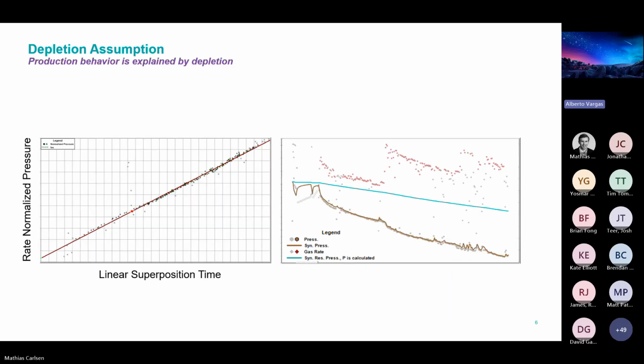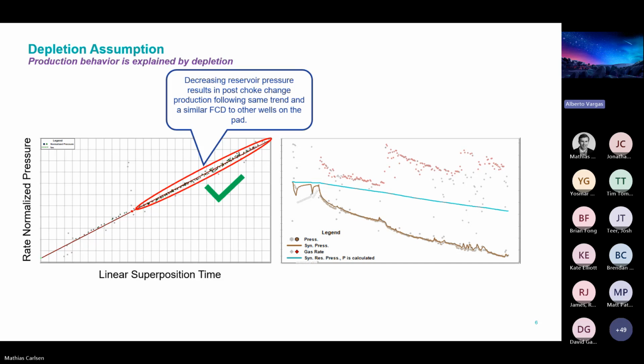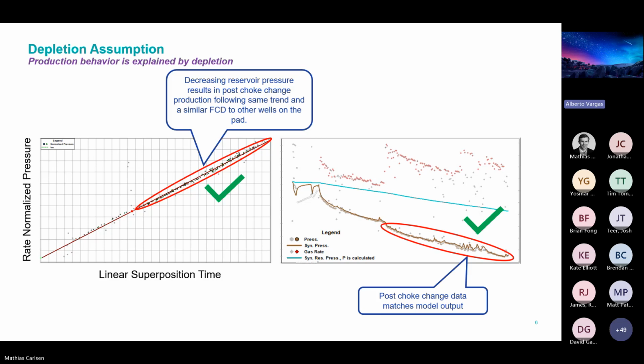So this is what happens if we tweak the reservoir pressure. We can find a reservoir pressure that makes all of the data line up in a nice straight line as we would anticipate. And when we do this, notice that the FCD becomes much more similar to the rest of the wells. This well was part of a 10 well pad, and the FCD was very uncharacteristic on this well. So after making this change, we see that it lines up much better with the rest of the wells on the pad. And in addition, we have a very strong history match here. And this is just literally populating the model with the results of the specialized plot. There's no additional tweaking that's been done here.